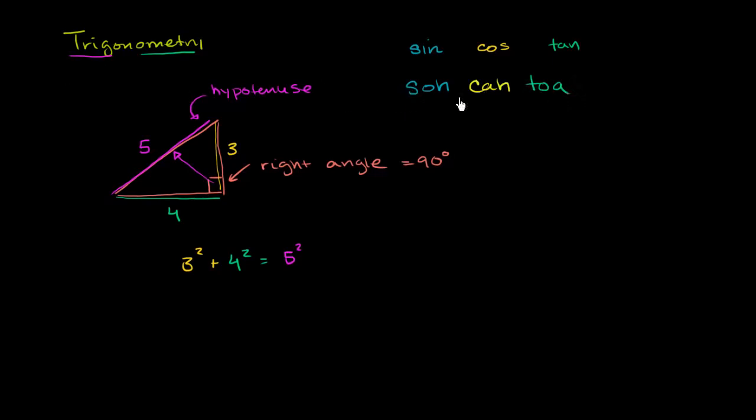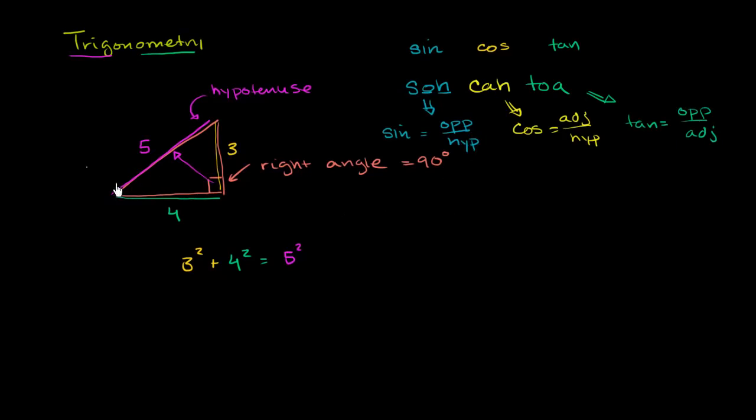So we have SOHCAHTOA. What this tells us is that sine is equal to opposite over hypotenuse. It won't make a lot of sense just yet. I'll go into a little bit more detail in a second. And then cosine is equal to adjacent over hypotenuse. And then finally you have tangent. Tangent is equal to opposite over adjacent. So you're probably saying, hey, Sal, what is all this opposite, hypotenuse, adjacent? What are we talking about?